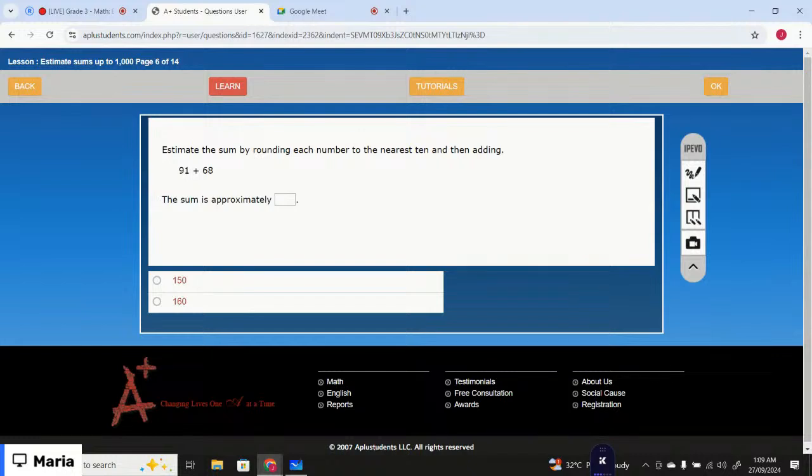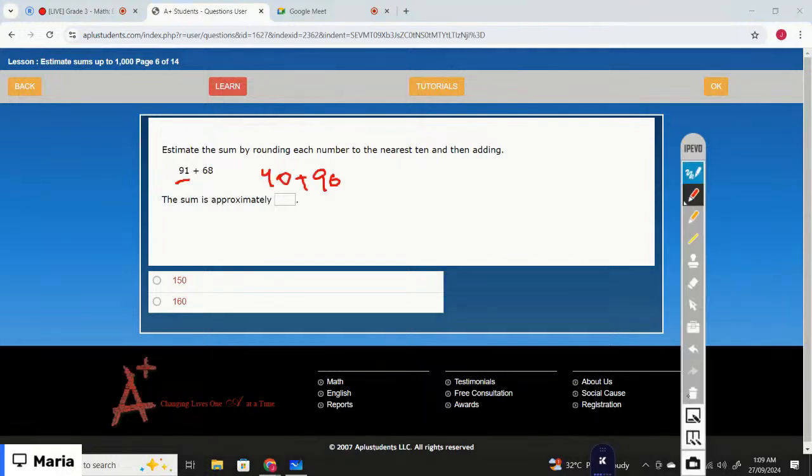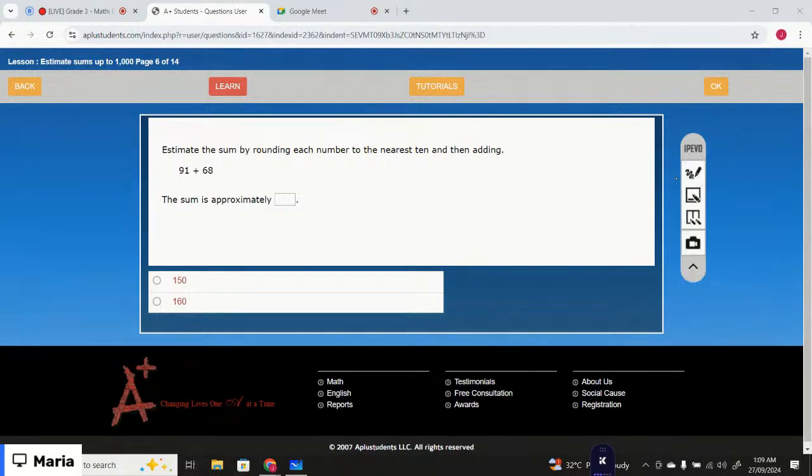Estimate the sum by rounding each number to the nearest 10 and then adding 91 plus 68. So which is the correct option? 91 is estimated to 90 and 68 is estimated to 70. So that is option number 2. 160 is the correct option, right? You need to add. So the correct option is option number 2. That is 160.